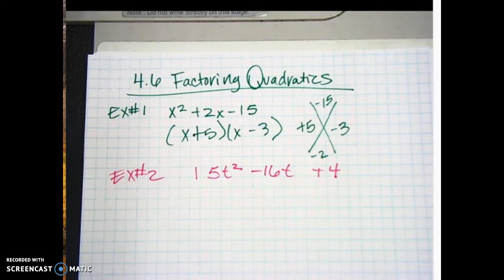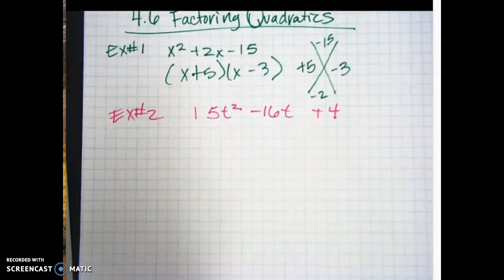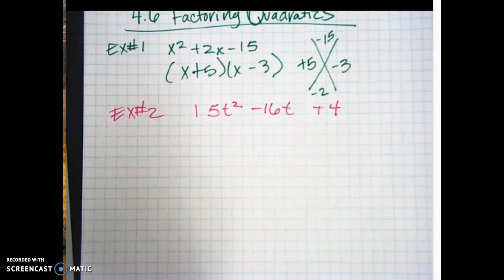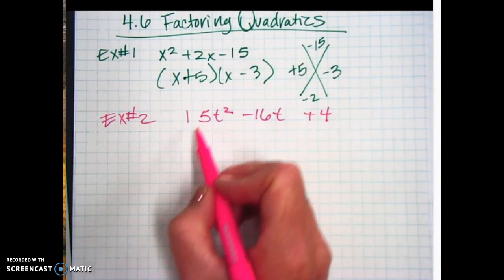All right, 15t squared minus 16t plus 4. Is there a GCF? Looks like there should be, but there is not. Okay, so you can do slip and slide on this, or you can do what a lot of teachers call master product. So I'm going to do master product, or slip and slide.